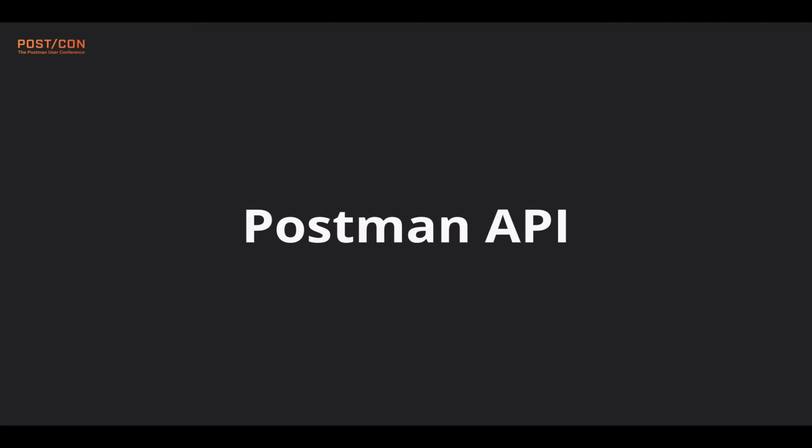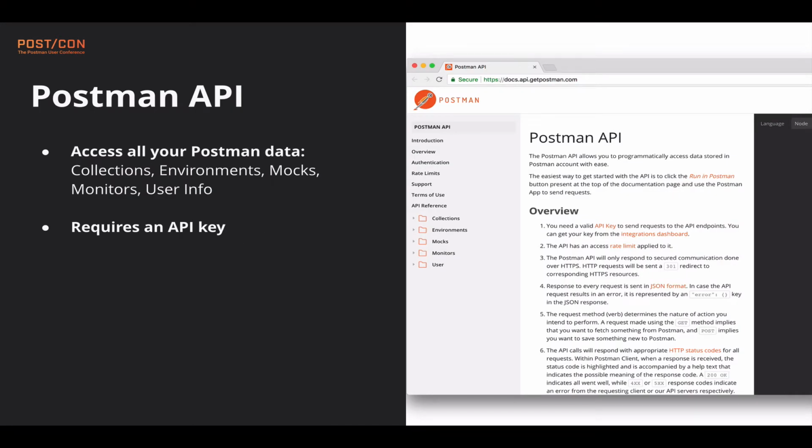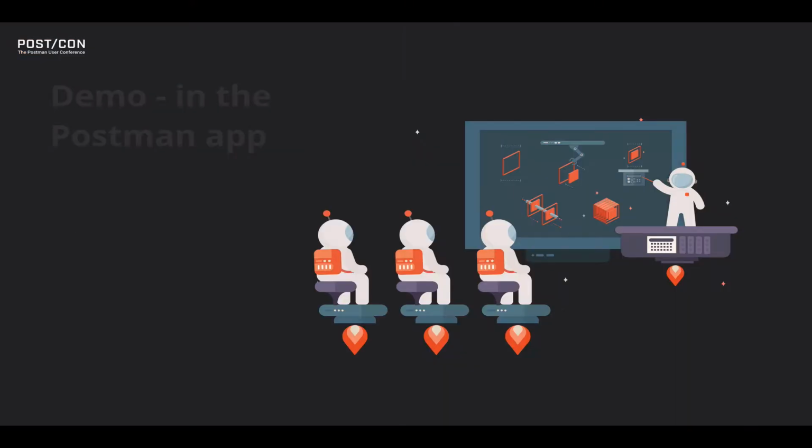All right, so in order to talk about Newman properly, we also have to talk about the Postman API. The Postman API is how you can access all of your Postman data, so your collections, environments, mocks, monitors, and even some user information. It does require an API key that you can get through the integrations dashboard. Let's go ahead and take a look at what that looks like.